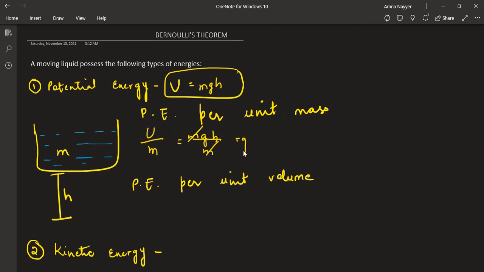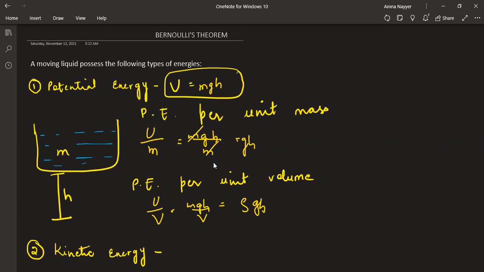This becomes only gh. Now write potential energy per unit volume. That becomes mgh divided by V. Now from here, mass by volume is density. So this is only rho gh. So you have gh as potential energy per unit mass, and you have potential energy per unit volume as rho gh. Next, you have kinetic energy.